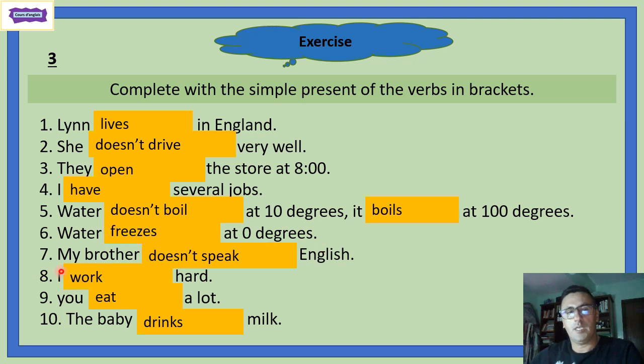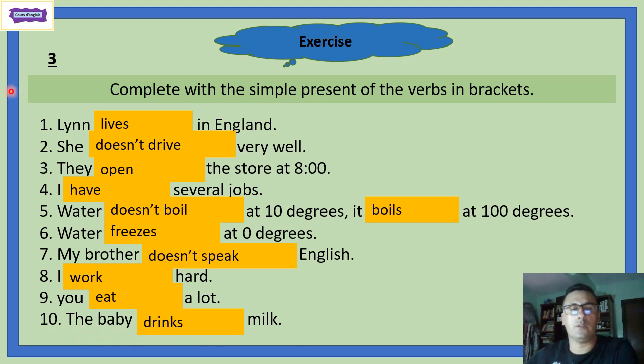7. My brother doesn't speak English. 8. I work hard. 9. You eat a lot. 10. The baby drinks milk.